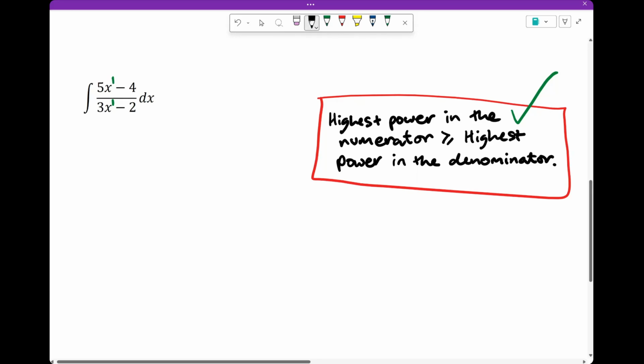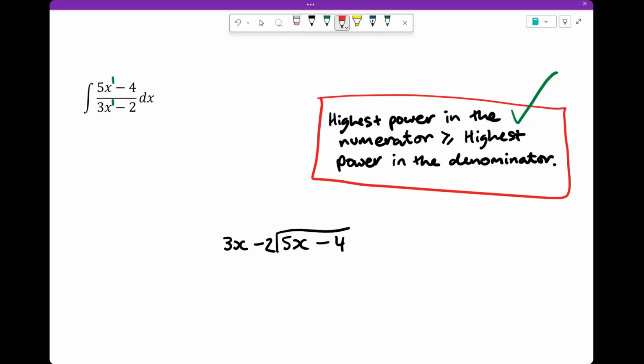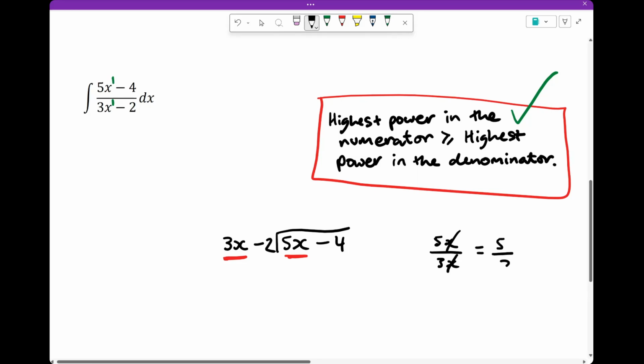I'm going to take my numerator 5x subtract 4, and then divide by my denominator 3x subtract 2. So we would start by doing the 5x divided by the 3x. Okay, so 5x divided by 3x. The x's cancel, so we're just left with 5 over 3, which I'm going to write in my constants column.